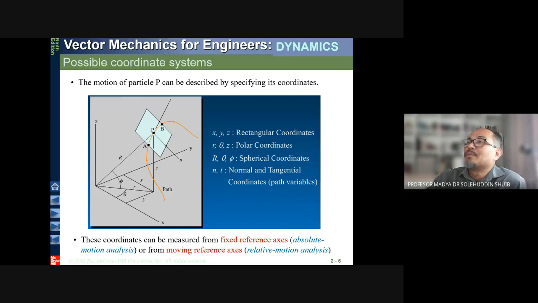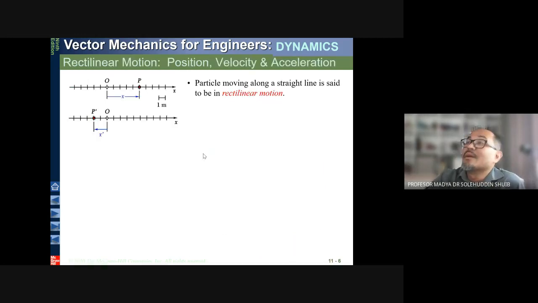These are the possible coordinate systems I have mentioned in our previous class, previous topic. So I don't want to elaborate more about this one, I have explained. We go straight away to rectilinear motion: position, velocity, and acceleration.